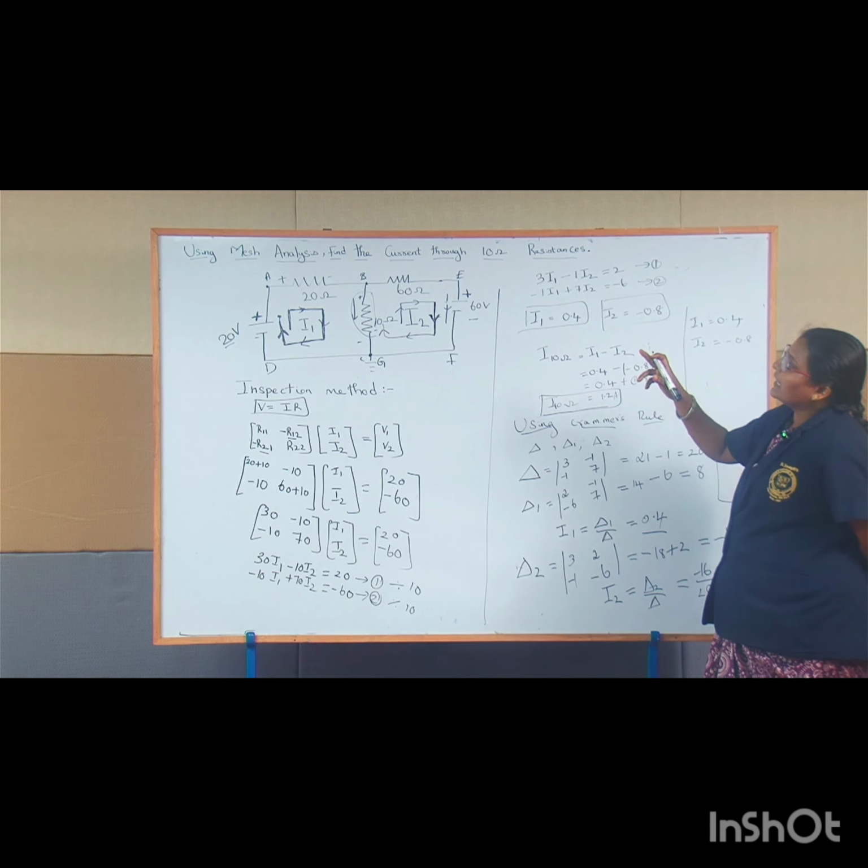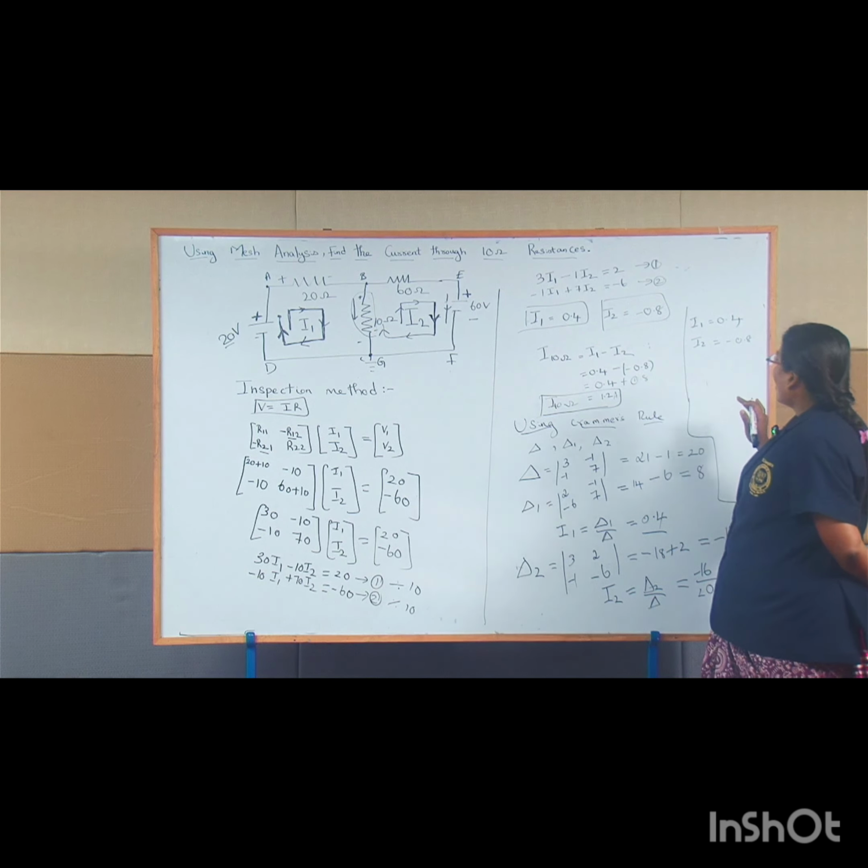They ask what current is flowing through this 10 ohm resistor. So, I10 ohms equals 0.4, minus minus becomes plus, plus 0.8. The current flowing through the 10 ohm resistor is nothing but 1.2 amps.